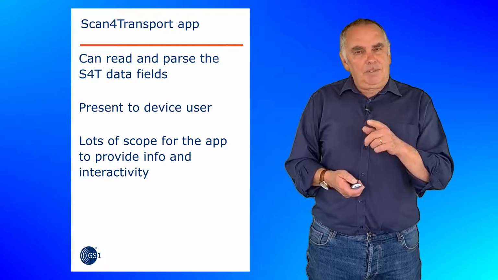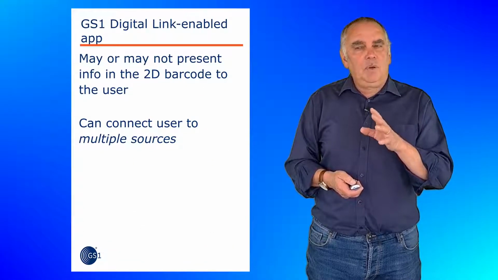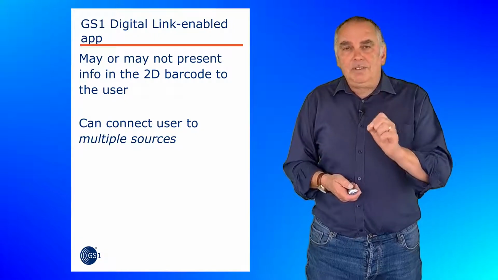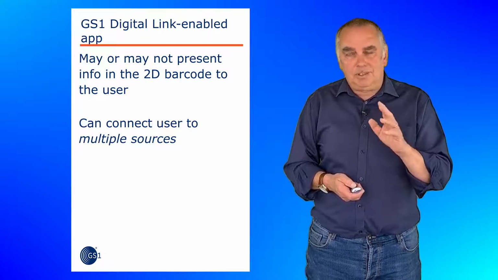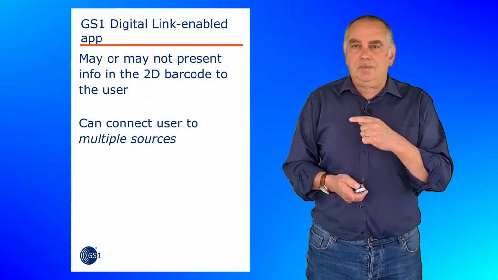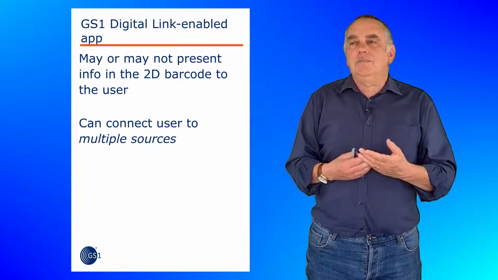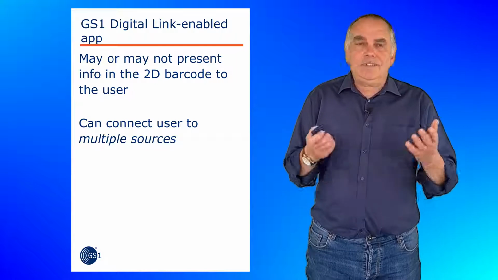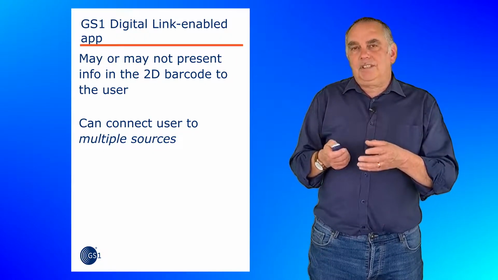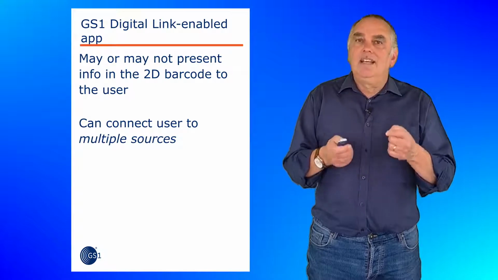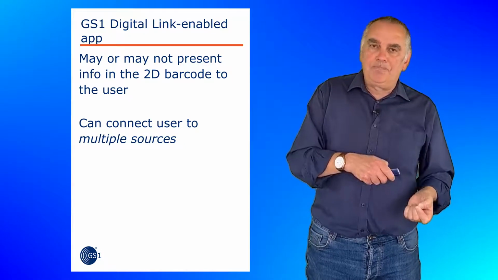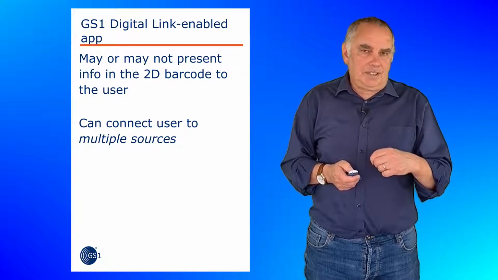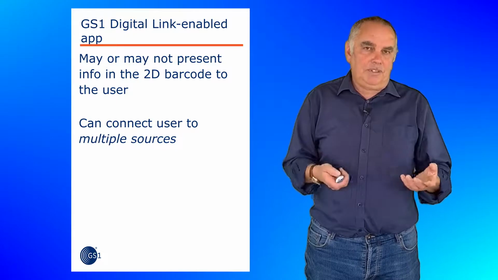But there's another kind of app you could use, which is one that just understands GS1 Digital Link. Those apps could, if you so choose, do everything the Scan4Transport app does, because we've got those data elements encoded following the global standard. So it can do all that. Everything that the specialist Scan4Transport app can do, a GS1 Digital Link web-enabled app can do. But it can also make use of other functionality, just because it's what GS1 Digital Link does.